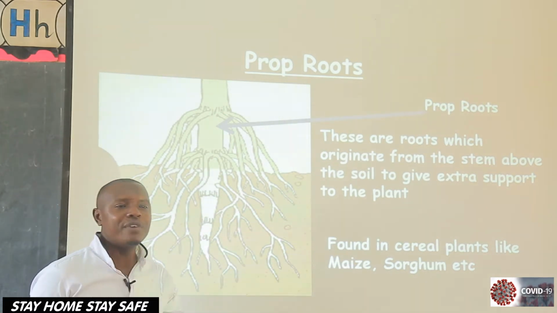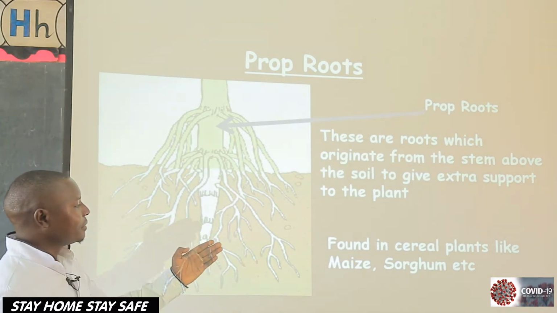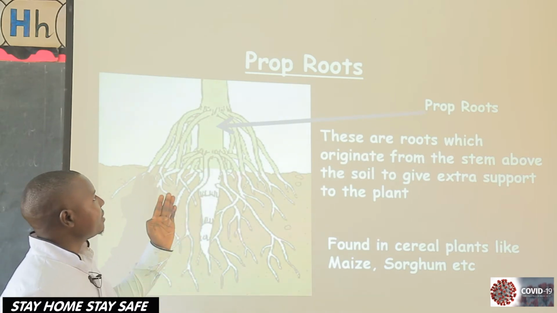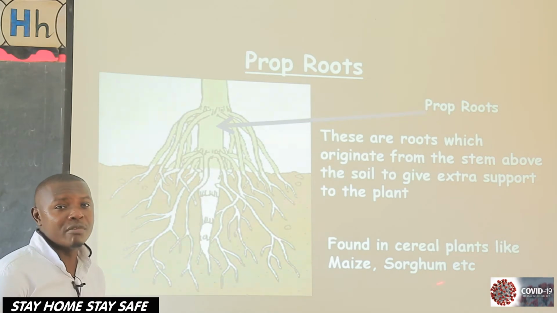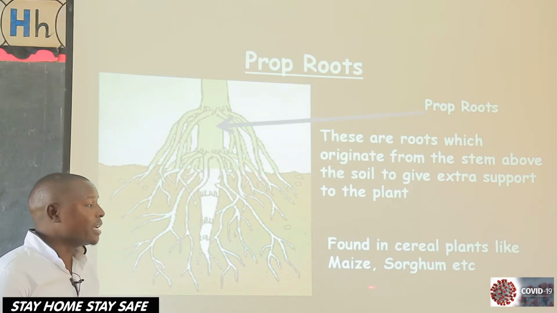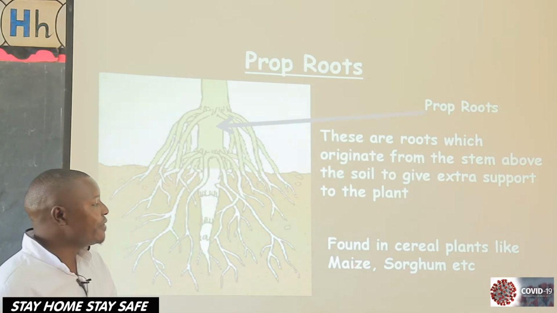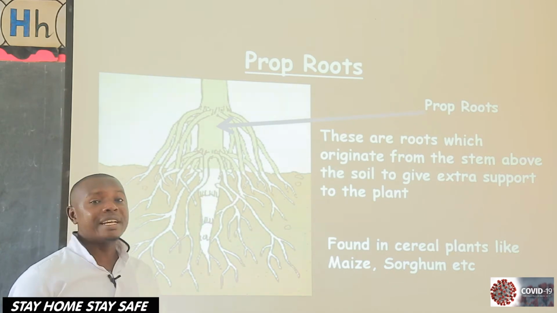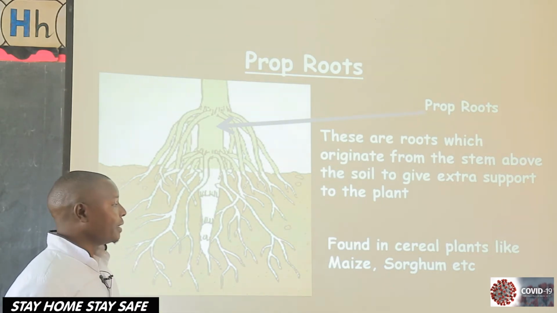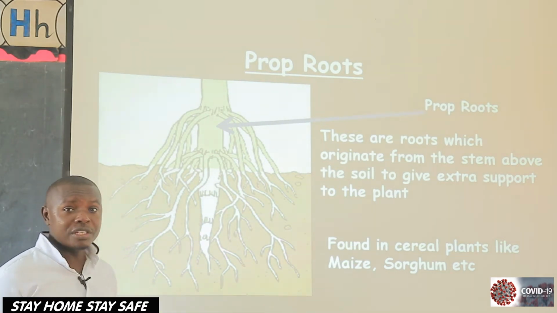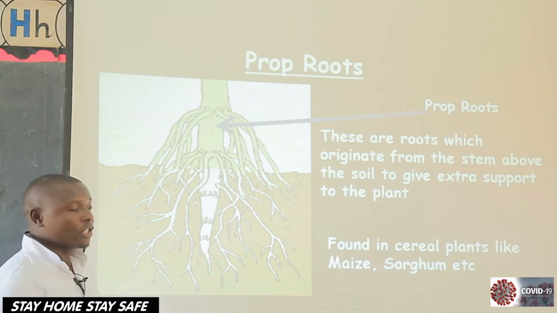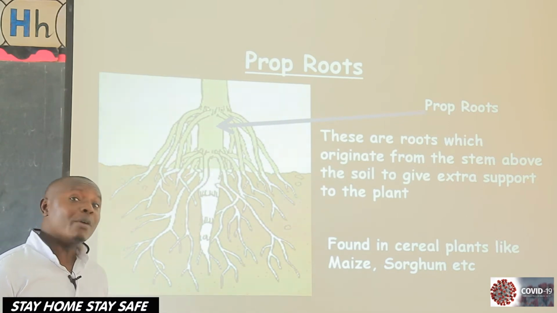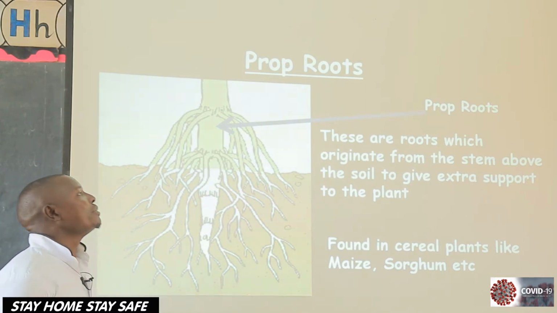Which plants do we find with prop roots? One is maize. Maize is very common. They develop prop roots so that they can support their stem. And then the sorghum. Sorghum also produces what? Prop roots to give extra support. Are we there, children? That's good.